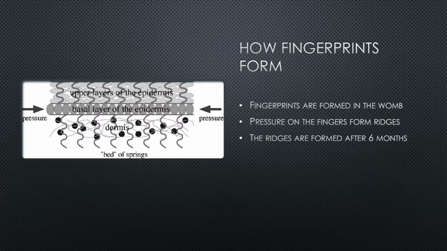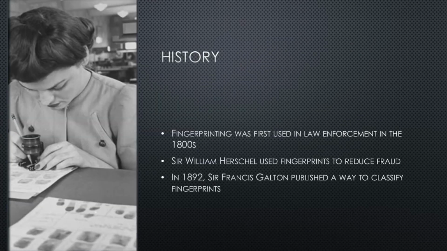So fingerprints are formed in the womb where pressure on the fingers form ridges in the skin, and these ridges are fully formed after 6 months in the womb. So fingerprints being used dates back to the mid-1800s and was first used in law enforcement by Sir William Herschel, who used fingerprints to reduce fraud.